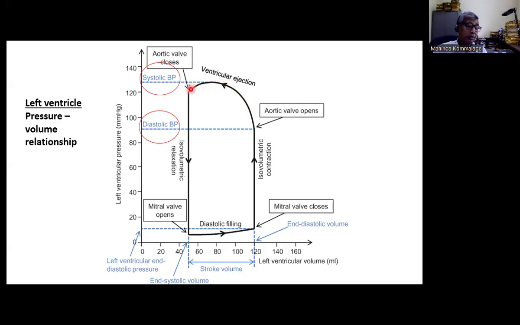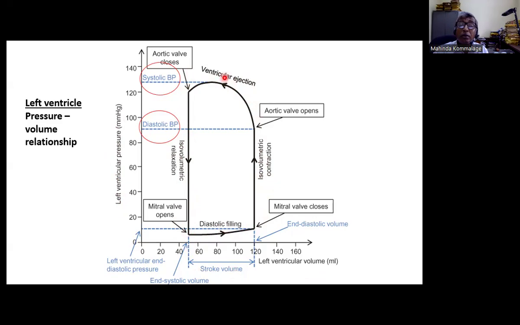And what is the next phase? Now the heart starts to relax. The ventricle starts to relax. So isovolumetric relaxation, where pressure is reduced dramatically, pressure shoots down and there is no volume change. Volume is constant. And now it comes to the end of the isovolumetric relaxation, where the mitral valve opens and again blood starts to come to the ventricle and blood volume increases. This is the volume axis, and blood pressure also increases slightly because of the filling, and the next cycle starts. So like that, this is the pressure and volume curve of the left ventricle.